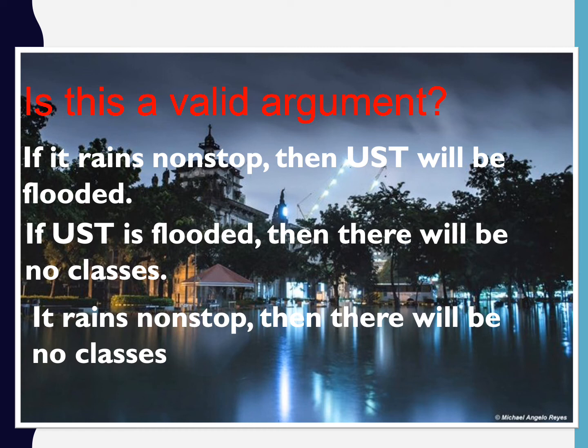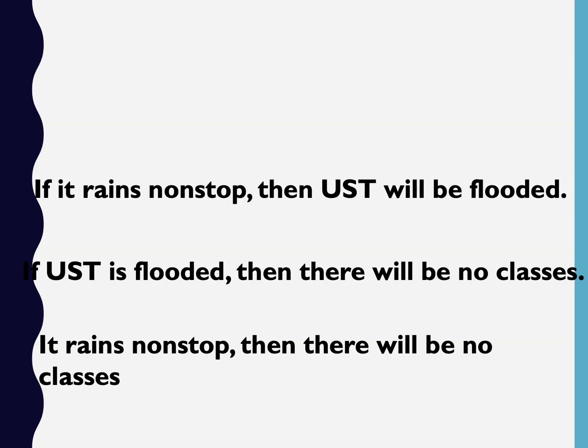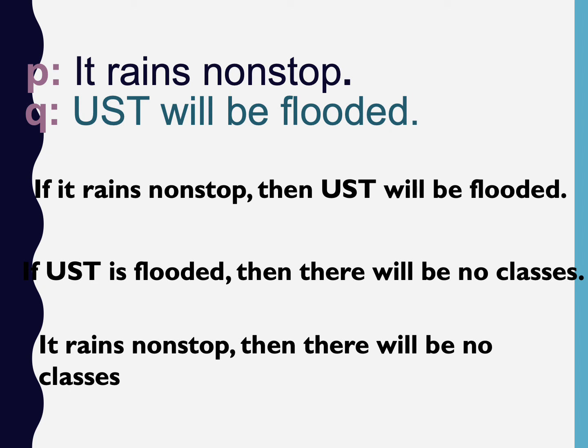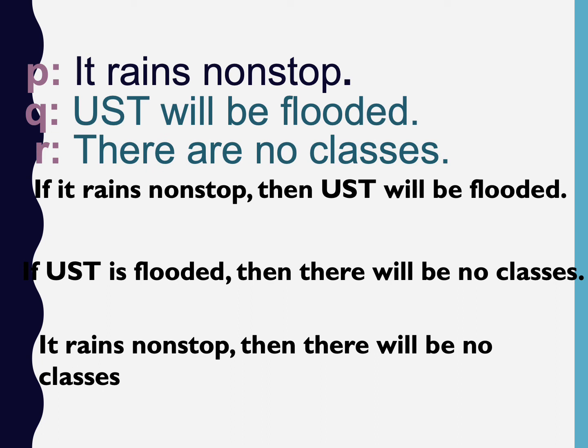If it rains non-stop, then UST will be flooded. If UST is flooded, then there will be no classes. It rains non-stop, then there will be no classes. So first, let us identify what our propositions are. We let P be the proposition it rains non-stop. Let Q be the proposition UST will be flooded. And let R be the proposition that there are no classes.